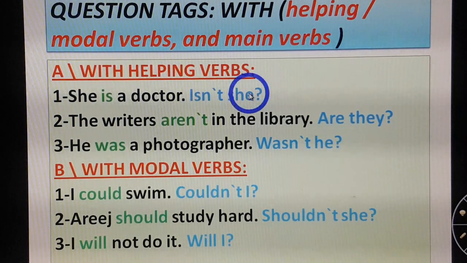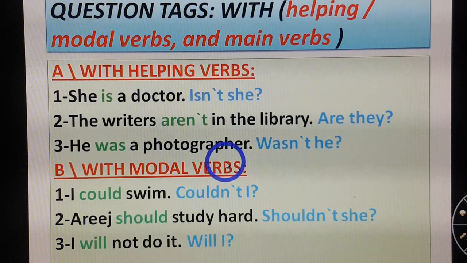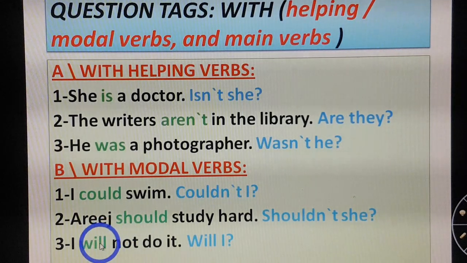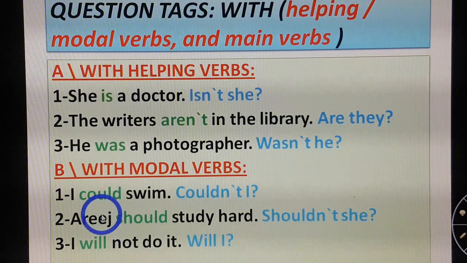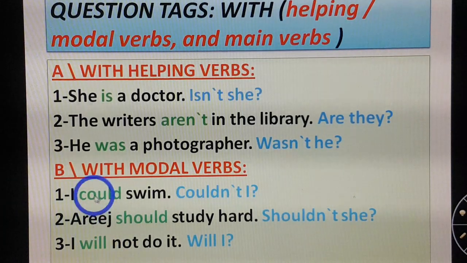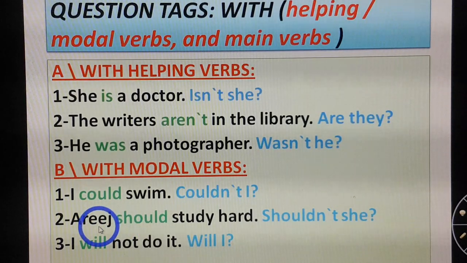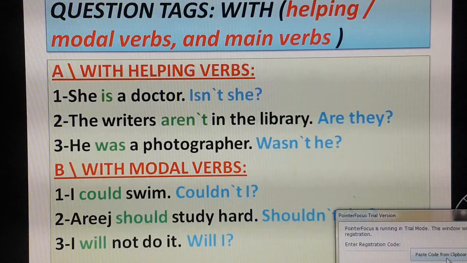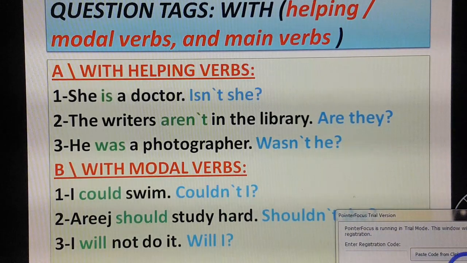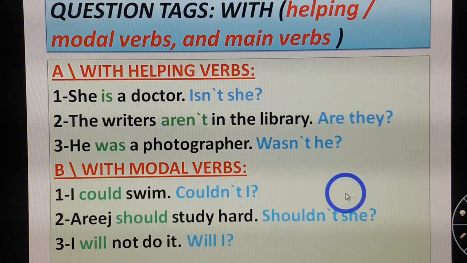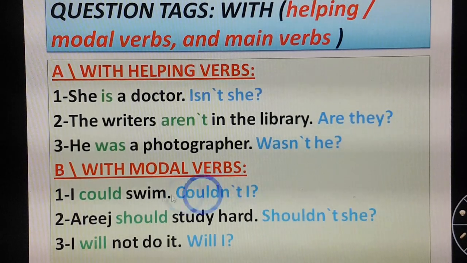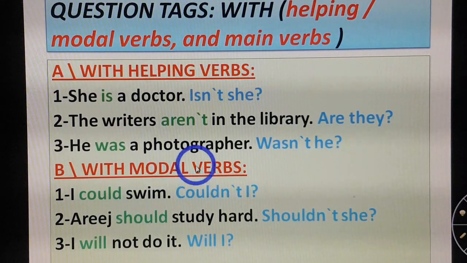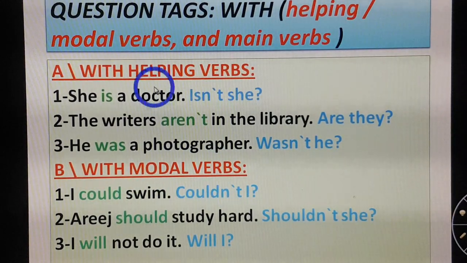What about examples with modal verbs? خلنا نأخذ المودل verbs. Do you remember these? Could, should, will, would, may, might, can. كل هذه تذكرون لما أخذنا المودل verbs. Modal verbs قلنا هي عبارة عن special helping verbs. Okay, هي أفعال مساعدة ولكنها خاصة. Modal verbs طبعا لاحظ هنا the same. Look at the modal verbs. The same. I will deal with the modal verbs the same dealing with the helping verbs.